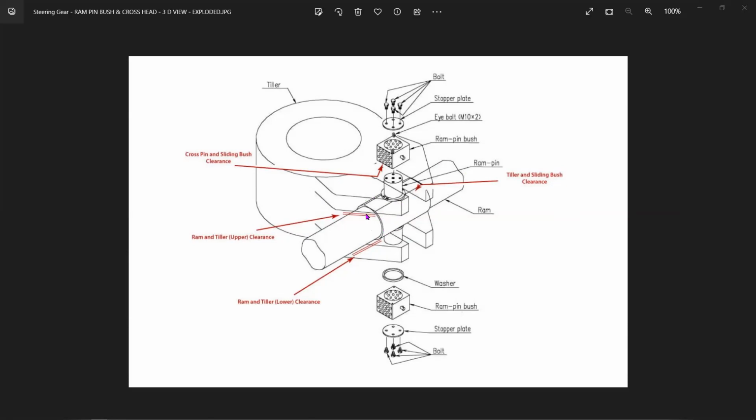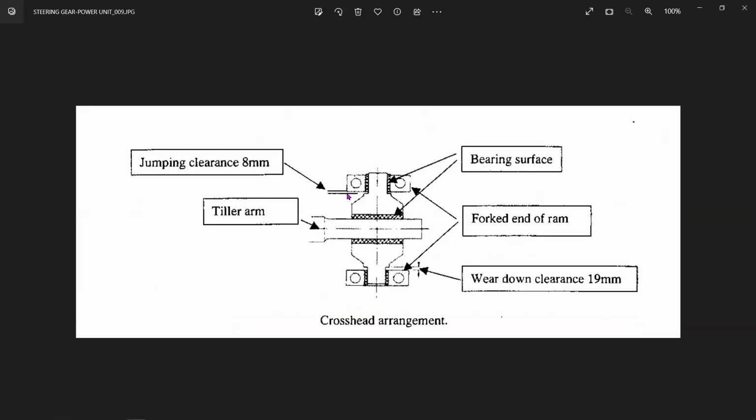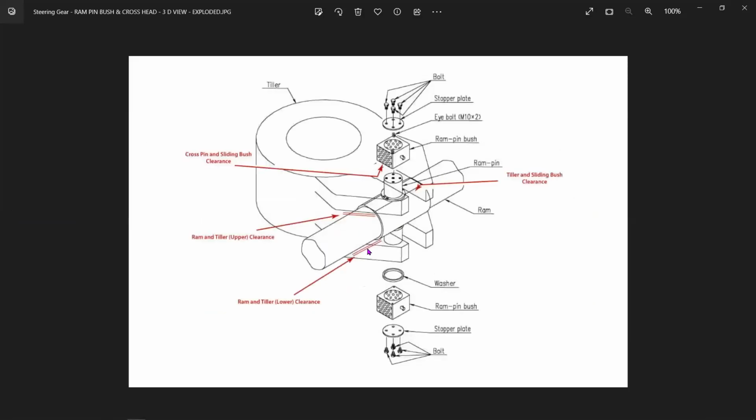So that is the reason why, when you talk about this forked end system, what is on the bottom is the jumping clearance and what is on top is the wear down clearance. Okay, remember this. So basically, when we have this mechanism, the upper one is the jumping clearance, the bottom one is the wear down clearance. But when I talk about this mechanism, the upper one is a wear down clearance and the lower one is a jumping clearance. And this is what is on most of the vessels nowadays. Okay, nowadays we have this type of arrangement only.